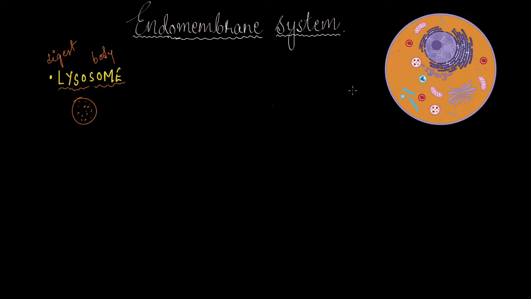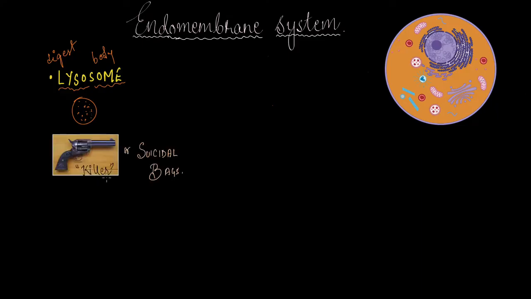For example, if a foreign invader like a bacteria enters the cell, this lysosome will come and digest it. Or let's say any of the cell organelles got damaged and need to be removed. It is our lysosome that will go and digest it. Or even sometimes if a cell is old enough to die, it is the lysosome that digests the entire cell. Yes. And therefore, it is very correctly called the killer or the suicidal bag of the cell.